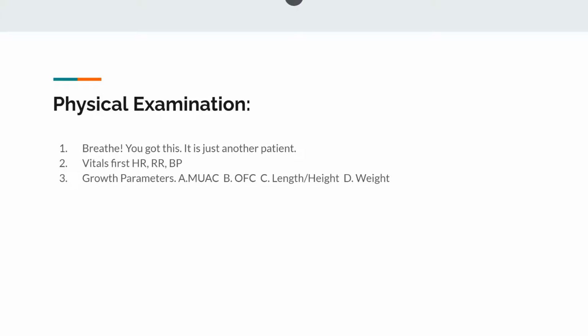Physical examination: breathe, you got this. This is a breather for you. You've got to breathe. It's just another patient, and it's just going to take a couple of minutes for you to get used to the situation and do your job.